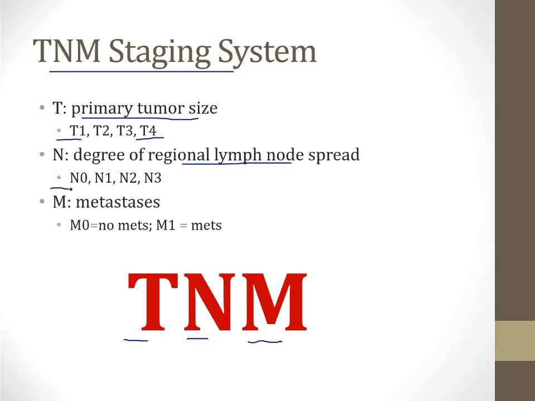N0 means no lymph node spread. N3 means extensive lymph node spread. And then finally, M is for metastases. M0 means no distant metastases, and M1 means there are distant metastases. So for example, a tumor could be T4, N2, M0, and using this system you would know what that means.